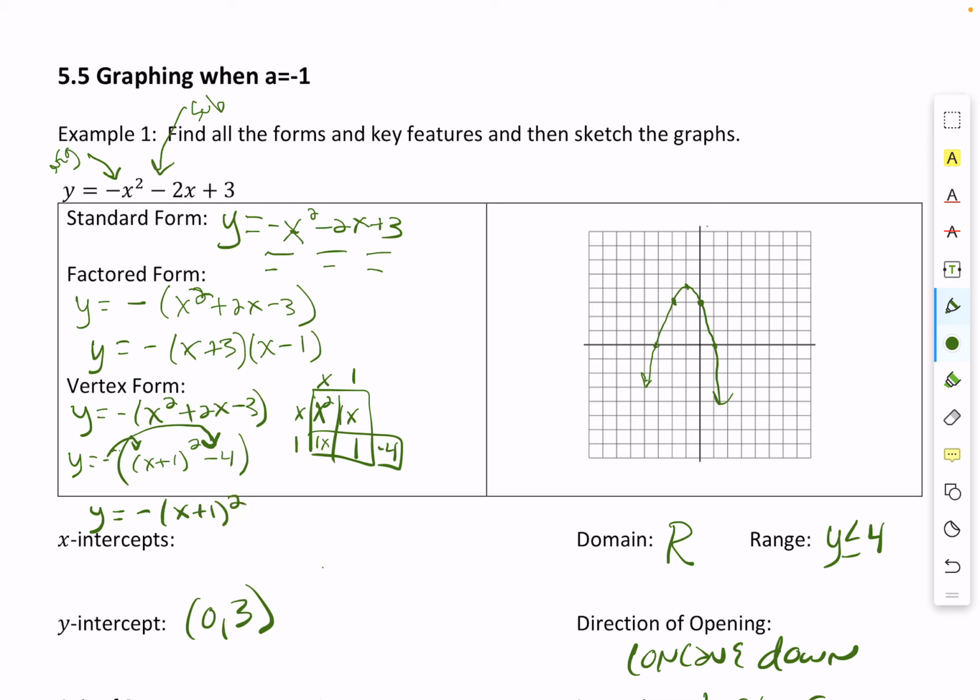Very good. My order of operations tells me I can't make these things in here negative because of the squared. The exponents have to come before multiplication. So it just stays out front, okay? But what does change is the extra box.